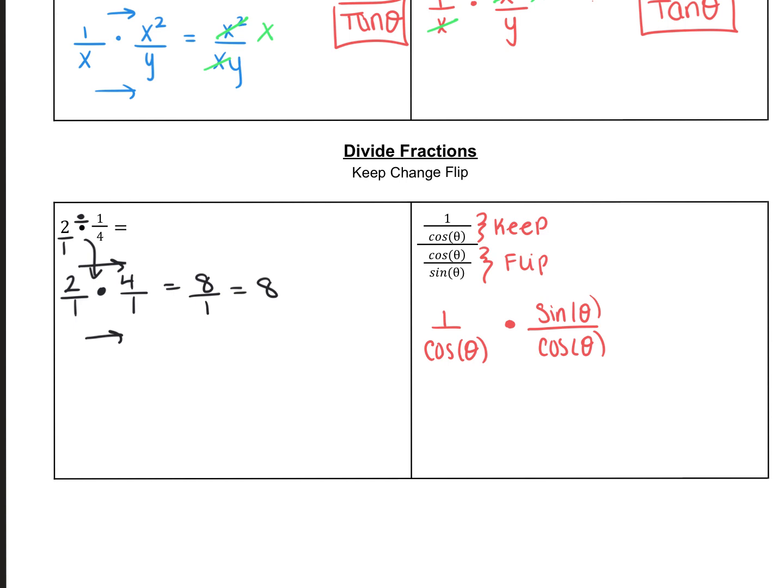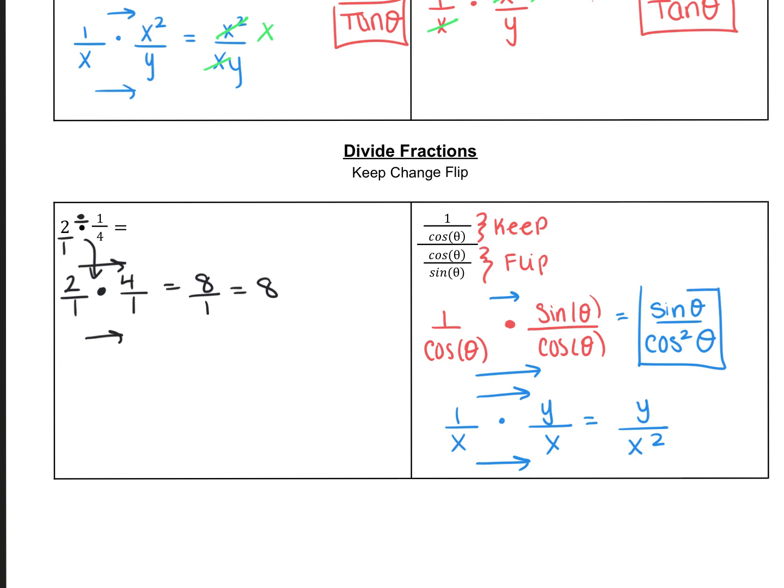And then we multiply straight across. So 1 times sine of theta is sine of theta. Cosine of theta times cosine of theta is cosine squared theta, not 2. Remember, it's the same thing as saying 1 over x times, we'll call sine y, y over x. Tops times tops is y. X times x is x squared, not 2x. So this would be my final answer.